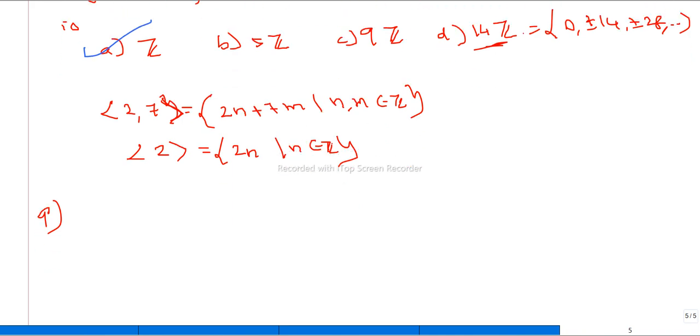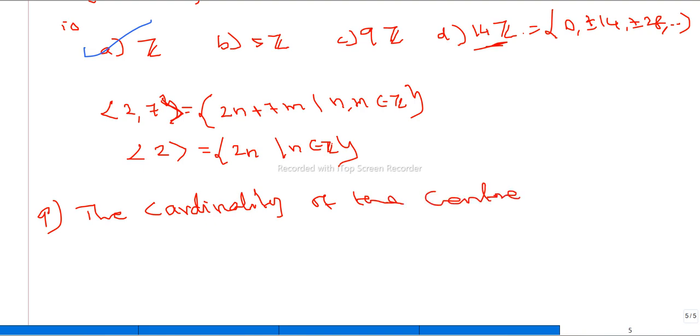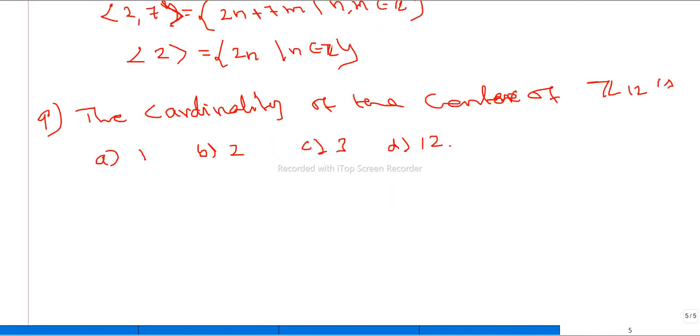So what is the cardinality of the center of the group? The cardinality of the center of the group. So we know what the center is. Okay. So the center of the group is, the first option, 12. So Z12, what do you know about Z12?